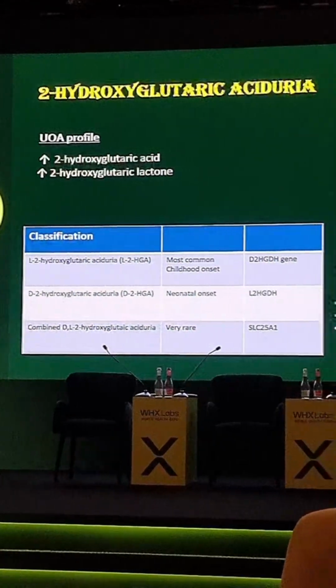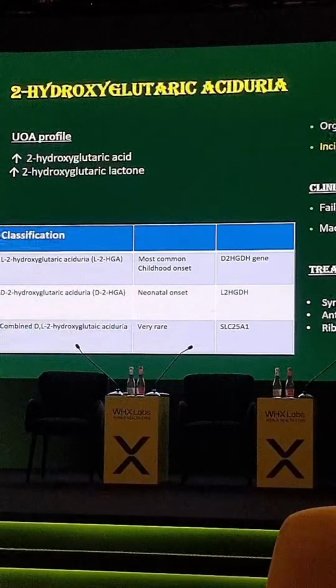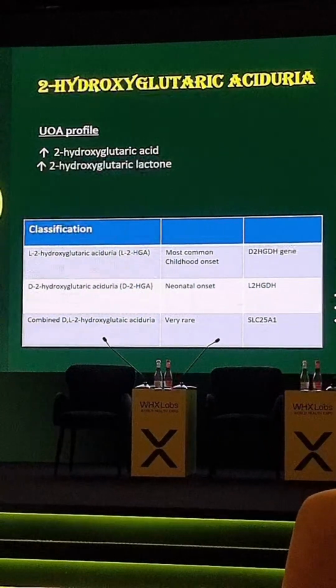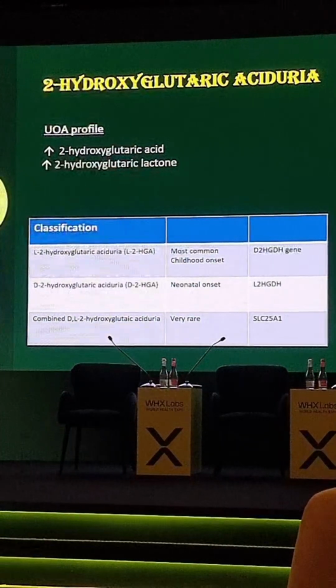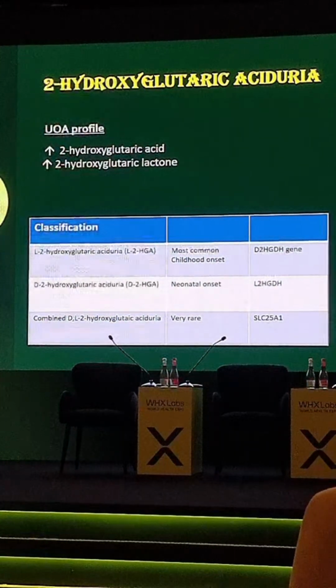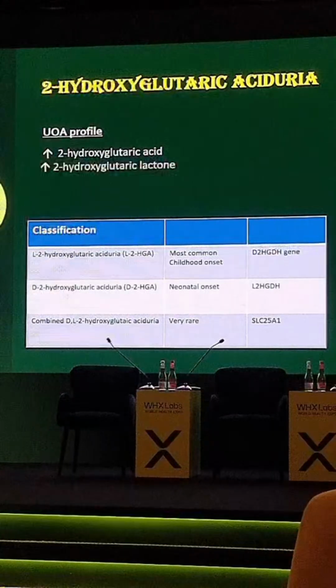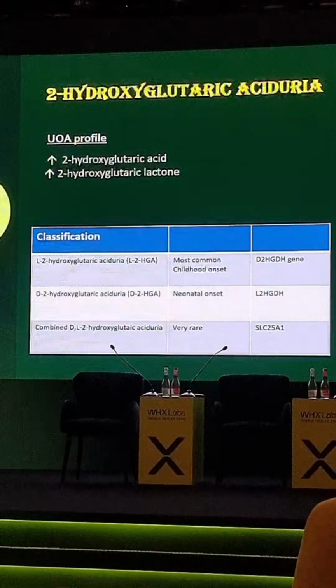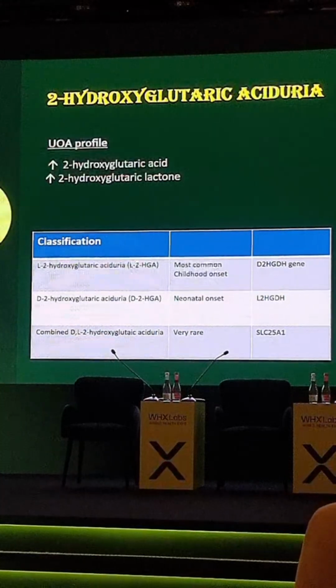And most of these present in the neonatal period in the form of failure to thrive, hypotonia, ataxia, and many neurological problems. They don't have metabolic episodes of crisis. So the treatment is symptomatic and supportive, mainly anti-epileptic drugs and riboflavin supplementation.